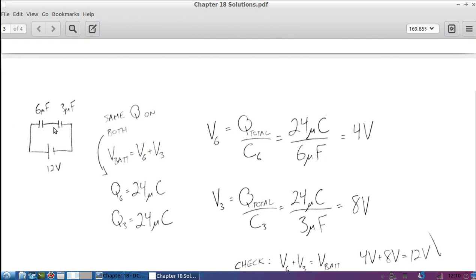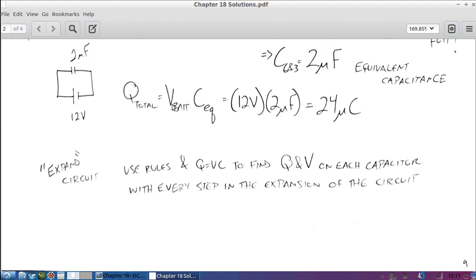2 capacitors in series have the same charge on them, and the sum of their voltages is equal to the voltage of the battery. So with this, I've got a couple values that I know and an equation that I can write. So the voltage of the battery is the voltage across the 6 plus the voltage across the 3. The charge on each capacitor is equal to Q total. Right? It's equal to Q total, which is 24 microcoulombs.